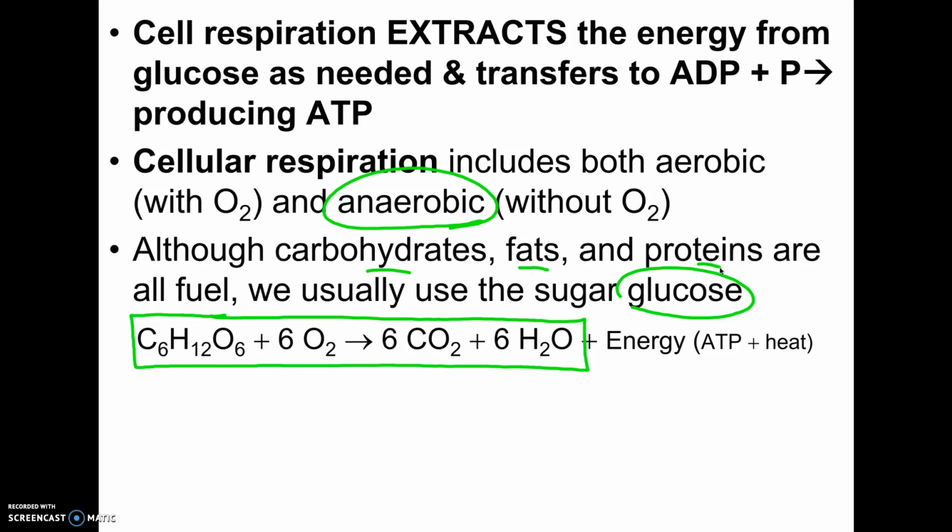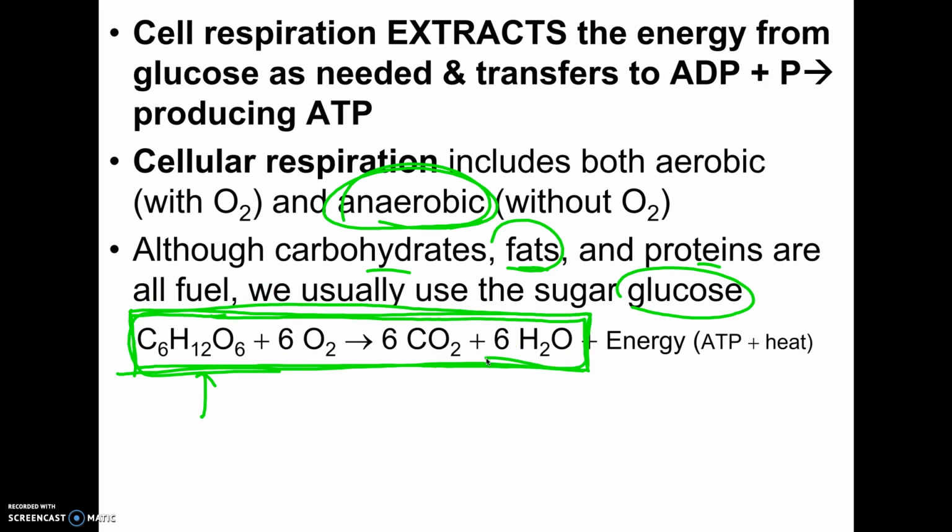But when you hear somebody say, hey, what's the formula for cell respiration, they mean this formula, for aerobic cell respiration using glucose. They don't mean, well, what if you use fat? Or what if there's no oxygen present? If they just say, what's the formula for cell respiration, they're talking about this. This is sort of the assumption.